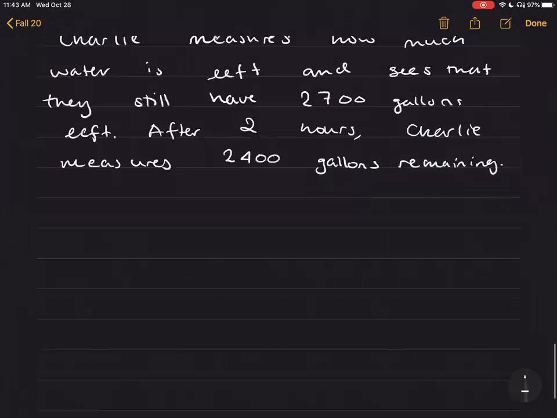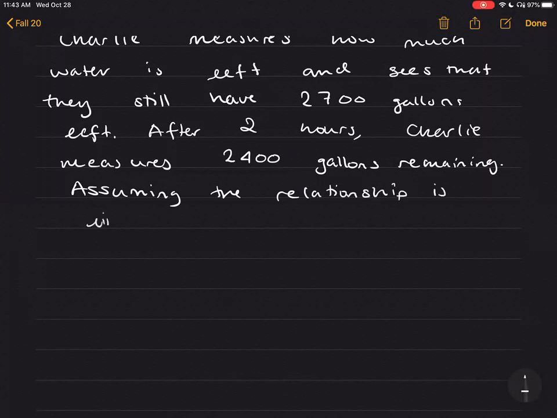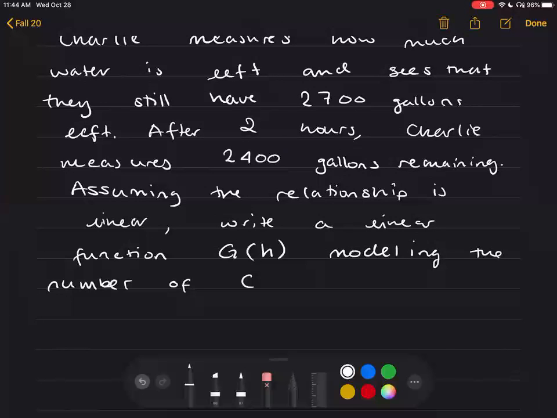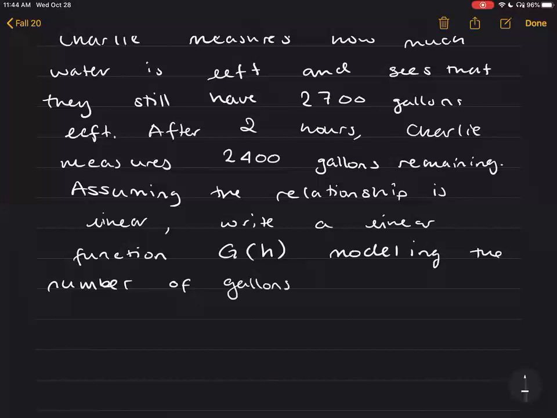So, assuming the relationship is linear, we want to write a linear function. We'll call it g of h, modeling the number of gallons left after h hours.